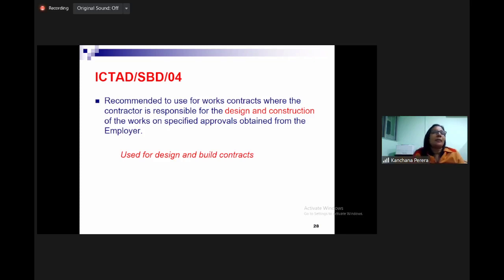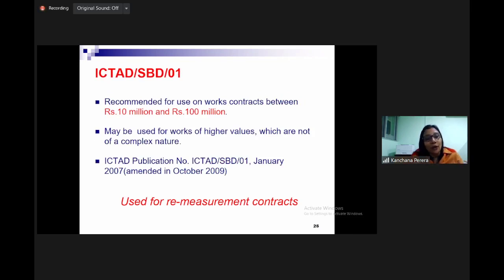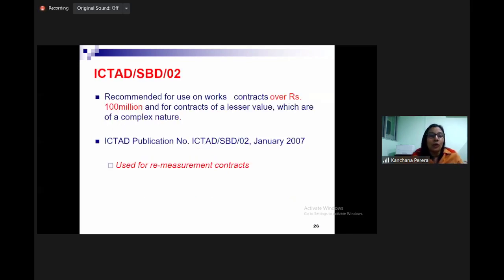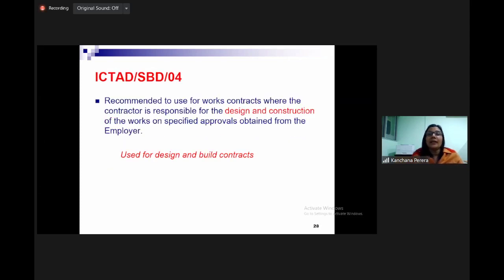Think about a design and build project. Are you willing to do all the design calculations for the bidding purpose? No. They will give us a certain level of details at the time of tendering. Then the consultant will evaluate and select the contractor. Then he is going to do the structural calculations and all. Okay. These are the different types of SBDs available. SBD 01 for remeasurement, SBD 02 again remeasurement, 3 for remeasurement, 4 for design and build construction.